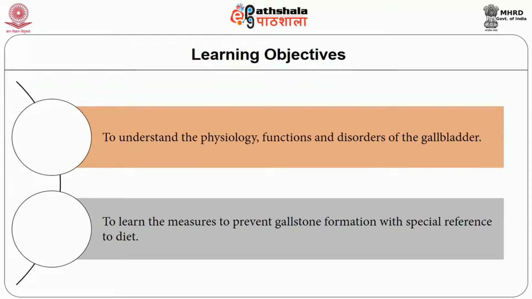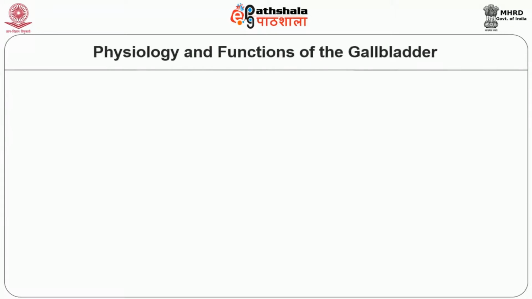Other diseases include primary sclerosing cholangitis, primary biliary cirrhosis, and bile duct cancer. Treatment may involve diet, medication, or surgery. Objectives include to understand the physiology, functions, and disorders of the gallbladder, and to learn the measures to prevent gallstone formation with special reference to diet.